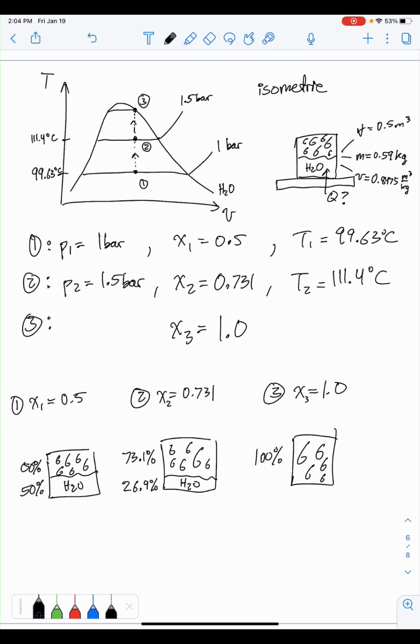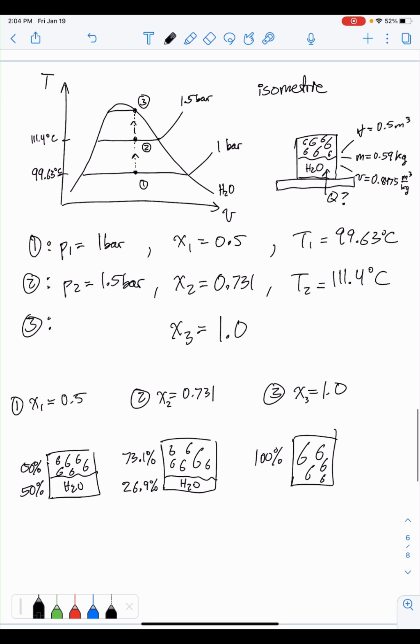From this heat being added, the system transforms to a mixture, a coexistence of two states of matter, the liquid form of H2O and the vapor form of H2O, and as it gets heated up, the composition will change. And we're trying to figure out exactly what is the amount of heat being added to the system. That's what we want to know.